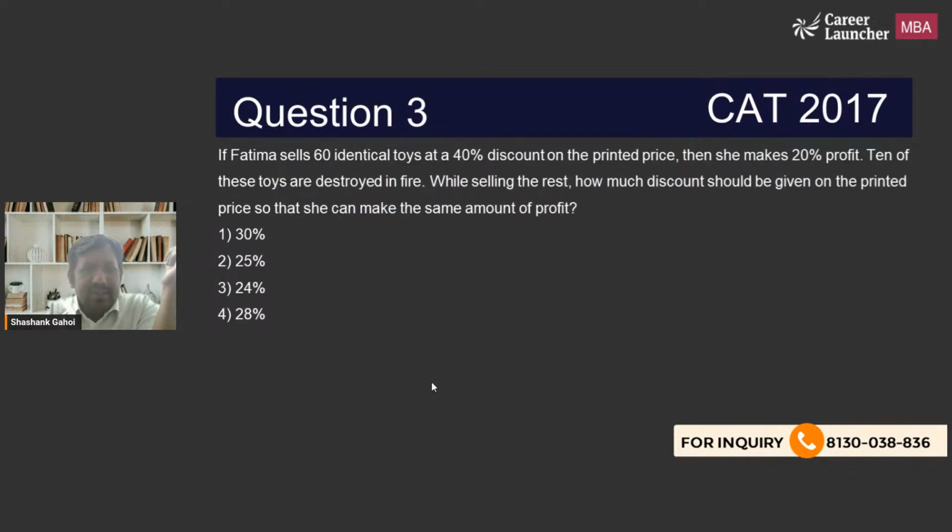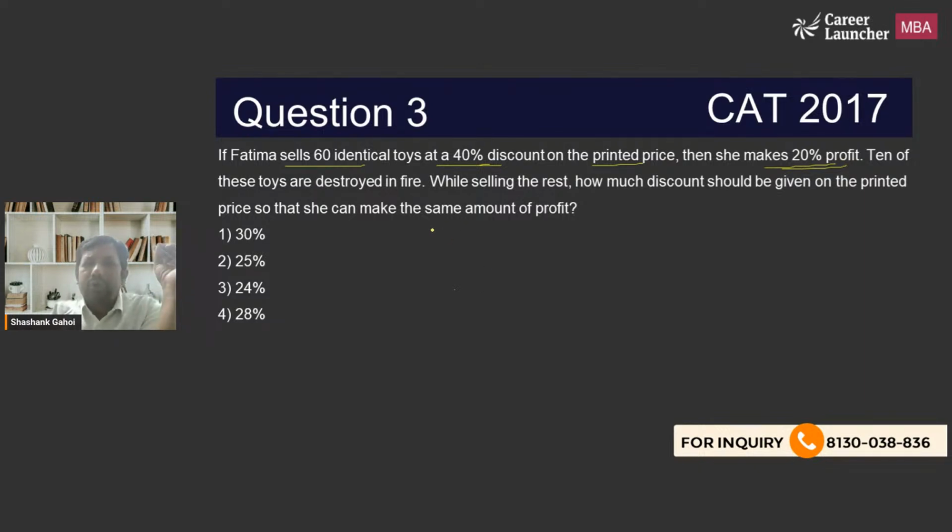What does it say? I think I need to change the color of the ink so that it would be a little better. So let's move on to this one. Okay. If Fatima sells 60 identical toys at 40% discount on the printed price, then she makes a profit of 20%.